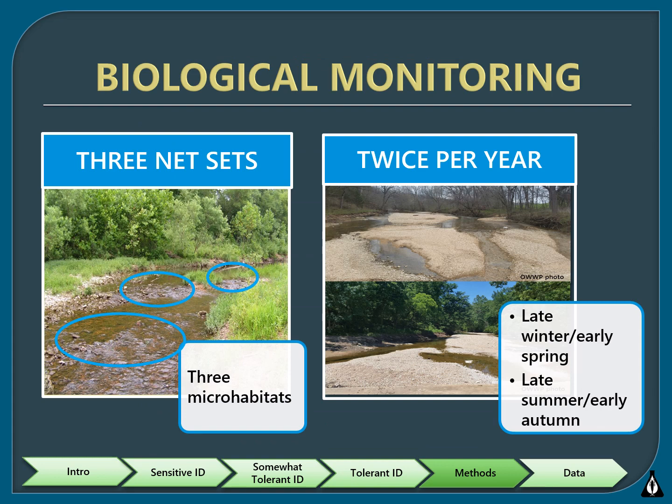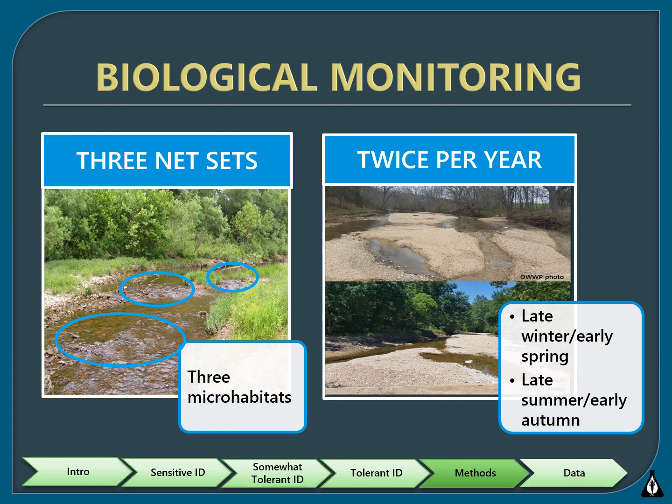To sample for macroinvertebrates, you'll need to find 3 different microhabitats in your stream for your 3 net sets. These microhabitats can be 3 different areas of riffle, like in the photo, or combinations of different habitats if there's not enough riffle habitat in your site for 3 samples. Biological monitoring is conducted twice per year, once in the late winter, early spring before leaf on, and once in the late summer, early autumn before the leaves fall.